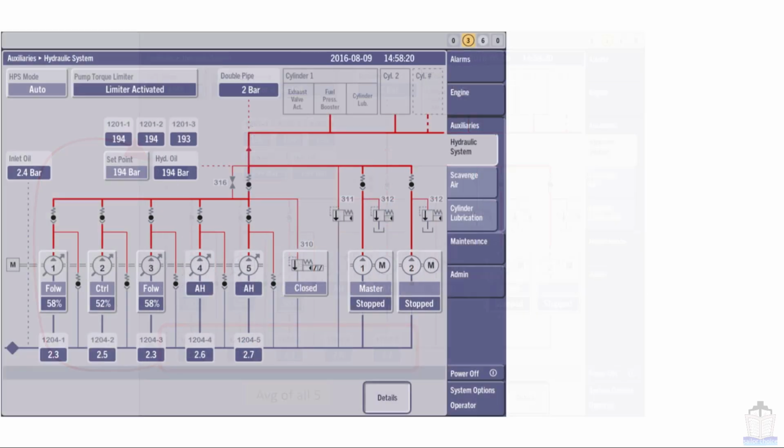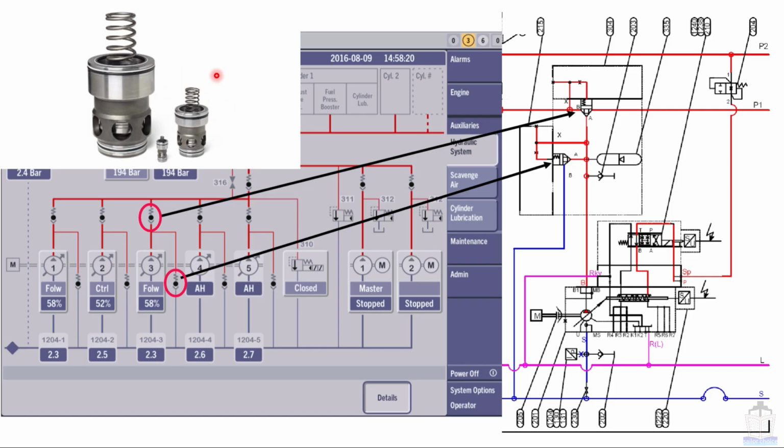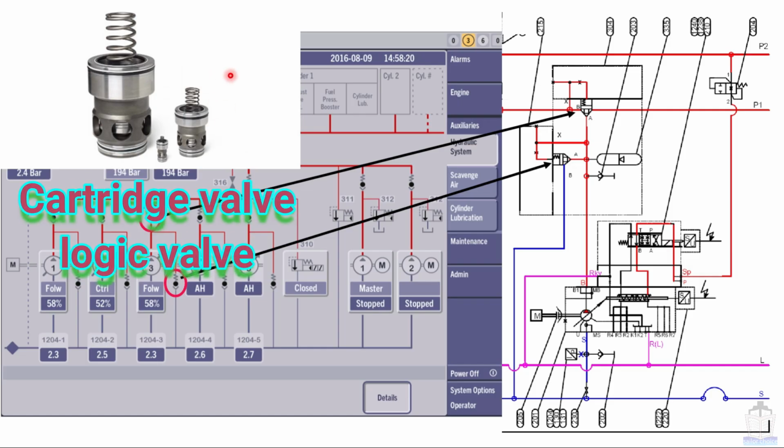Okay, now moving next. Now here I am going to show you how these 2 types of non-return valves look like. For that I am presenting one hydraulic diagram. In this diagram, the graphical representation of this valve has been given. But how do they look exactly? They look like this one. This valve is also called cartridge valve or logic valve.